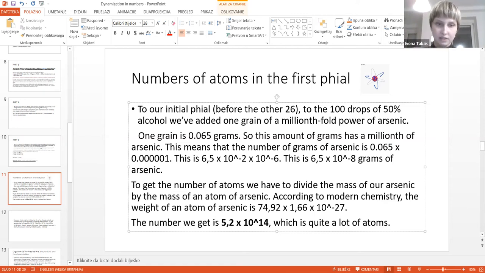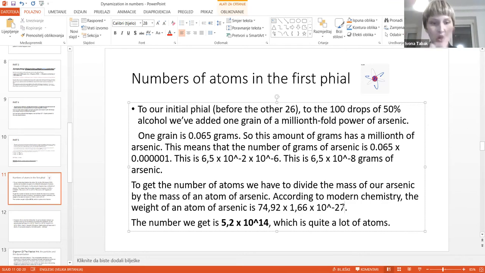How I came to this calculation is basically we take how many grams of arsenic we have in this mixture. And then, so we have a mass, and this mass is constituted by all of the atoms of arsenic. And then we divide this number by the weight of an atom of arsenic. And that's how we get this number. And that weight, is that calculating the mole? Is that what that's called? Not really.